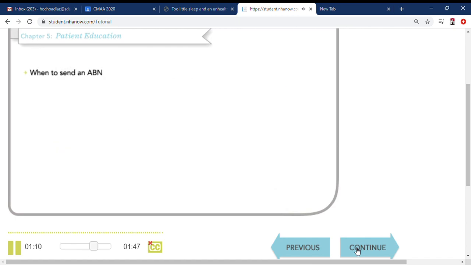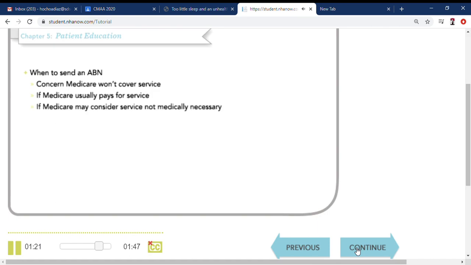Your office may send out an ABN if there is concern that Medicare won't cover a particular service, if Medicare usually pays for that service, or if Medicare may not consider the particular service medically necessary for a particular patient in a particular plan. You may also use this form to alert patients to services that Medicare never covers.